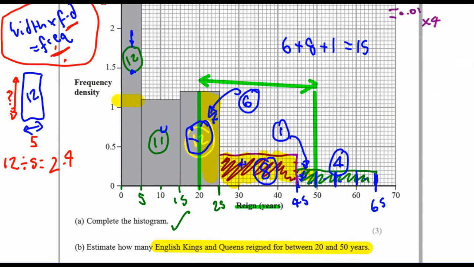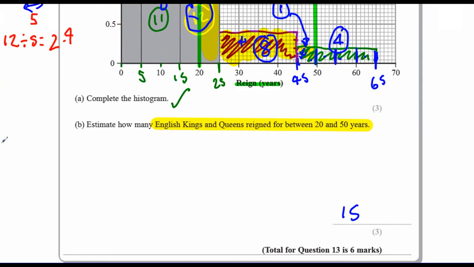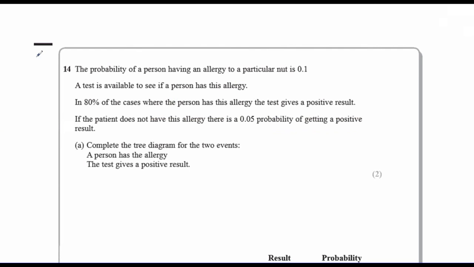Okay, so 15 is our answer, and I think the simpler you can keep this the better, because that's 3 marks for just using your diagram and using your head to see how things were split up. Okay, so quite a cool question.